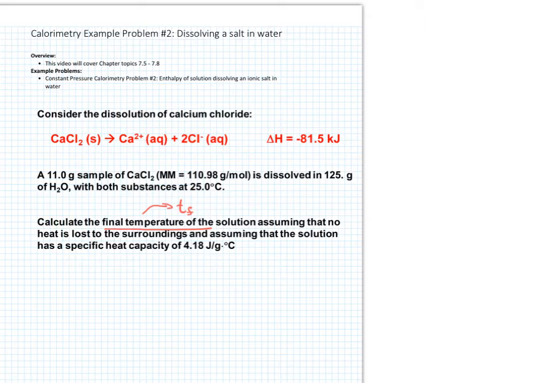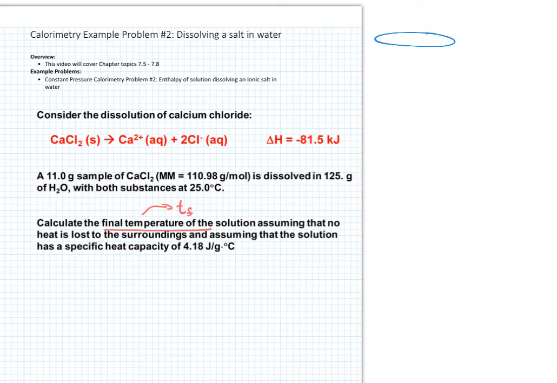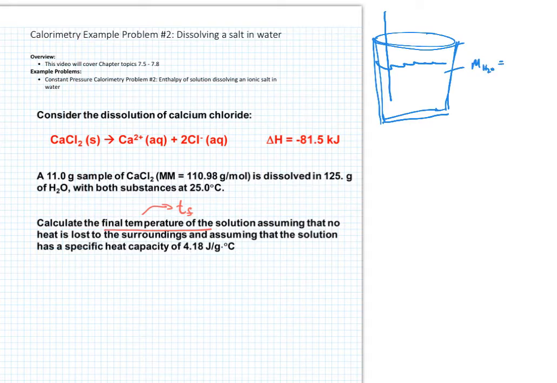All right, so here's how I like to approach these problems. I like to actually sketch out what's happening. So we've got a coffee cup calorimeter. We've stolen this from the dining hall. And we have a thermometer over here. We have some water. In this case, the mass of the water is equal to 125 grams. The initial temperature of the water is equal to 25 degrees C.